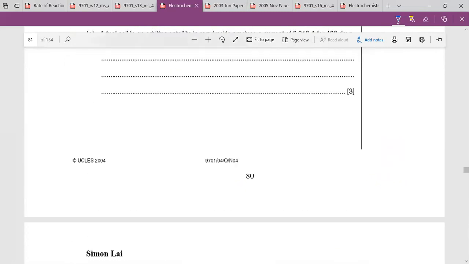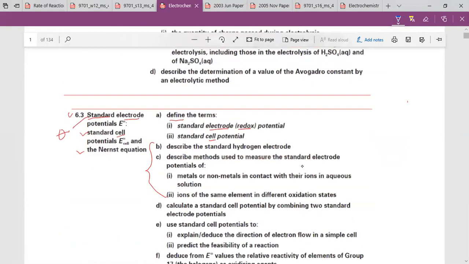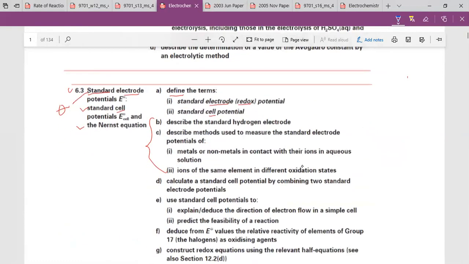Now, I want to show you the syllabus first. I've gone through with you how we found the standard electrode potential, represented by E naught. The standard cell potential is also represented by E naught, with the cell. That's the difference: this one must have SHE, so no need for the cell.